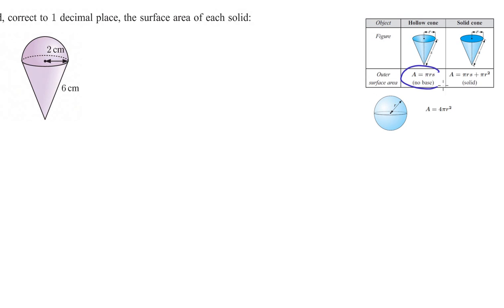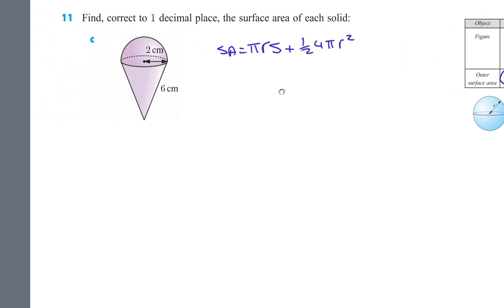So we're going to have this here. So the area on this thing is going to equal pi times r times s plus 1/2. This is the surface area, sorry, 1/2 of 4 times pi times the radius squared. Okay, because that's this one here, but it's only half of it, so that's why, hence the 1/2.